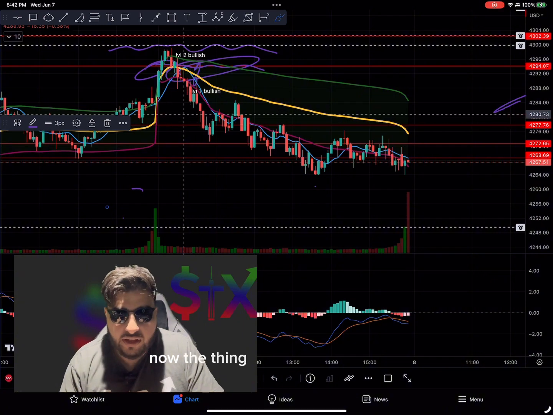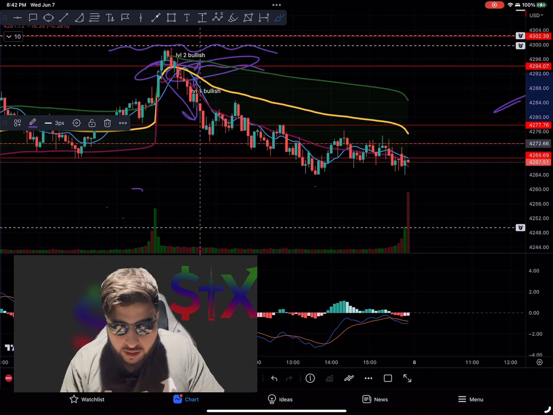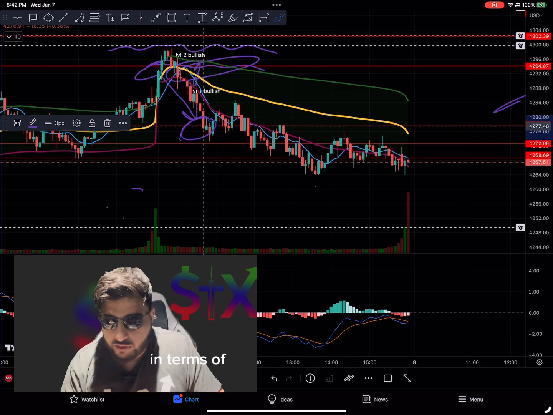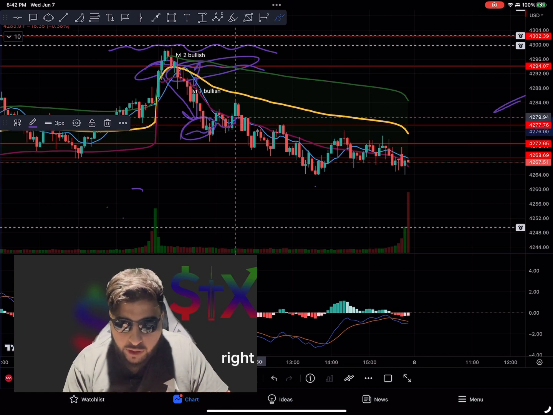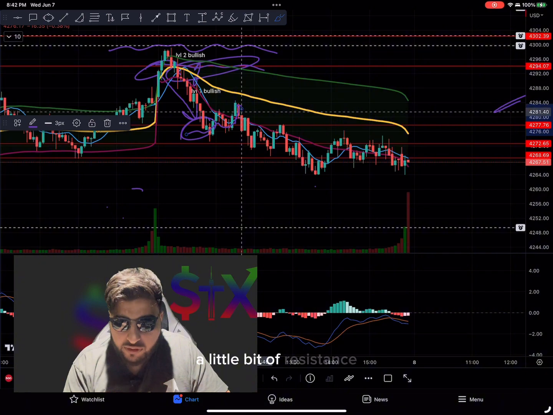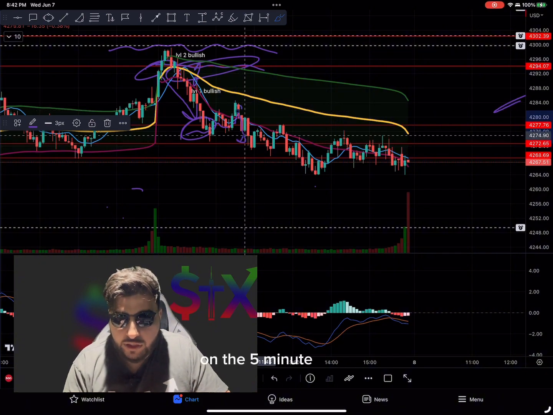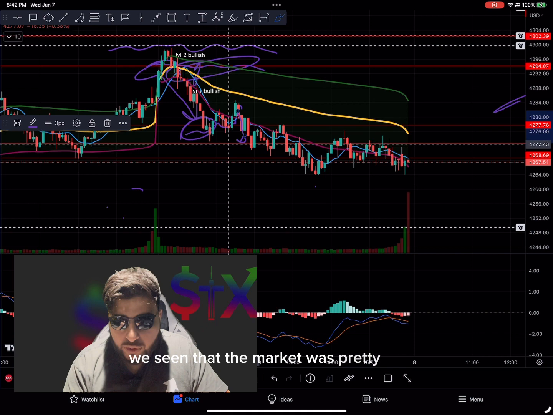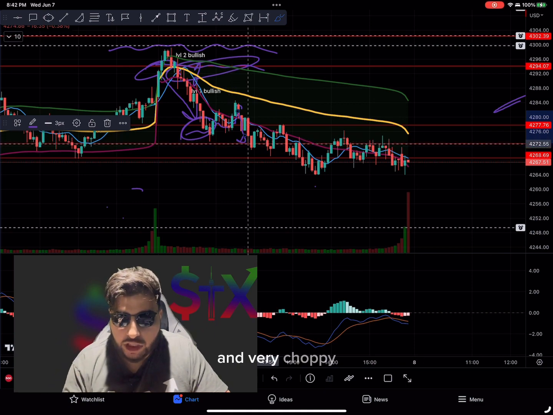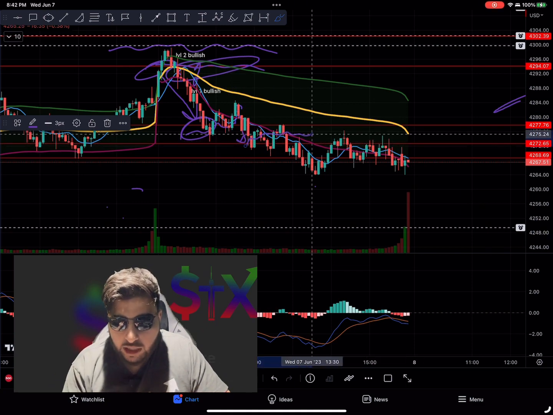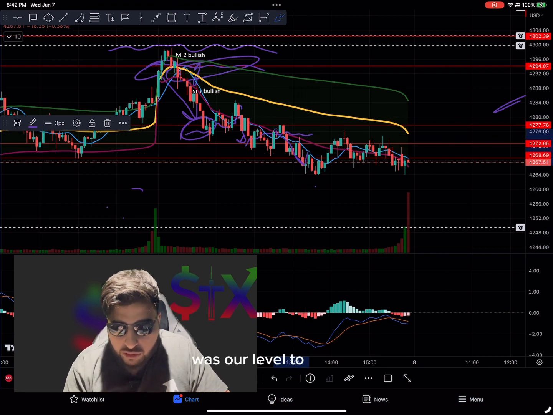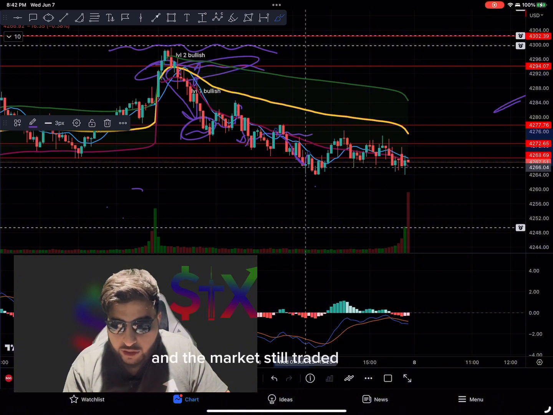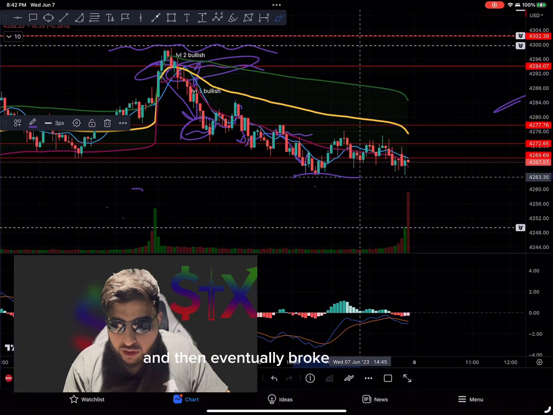Now, the thing that matters the most is the point where we see that level 1 bearish here. The market did decline all the way to level 1 bearish. Right over there, there was a little bit of a pop, a little bit of resistance, and this is of course on the 5-minute chart. The market was pretty turbulent there and very choppy, and then eventually it did break down, where this right here at 42.72 was our level 2 bearish, and the market still traded in range and then eventually broke down here.